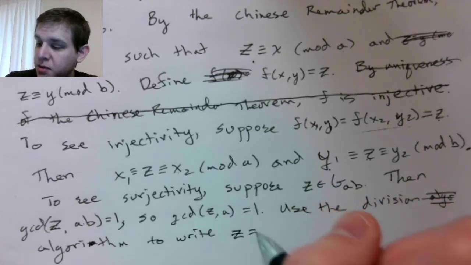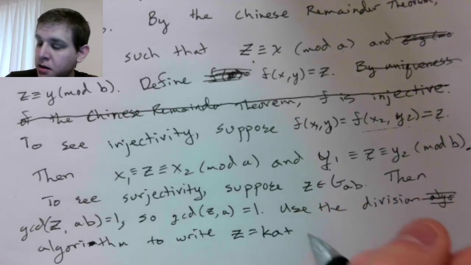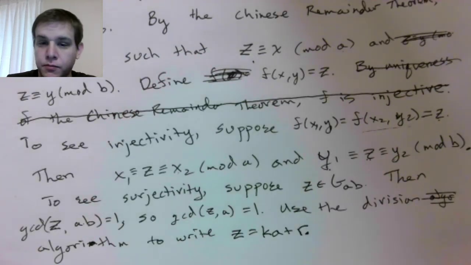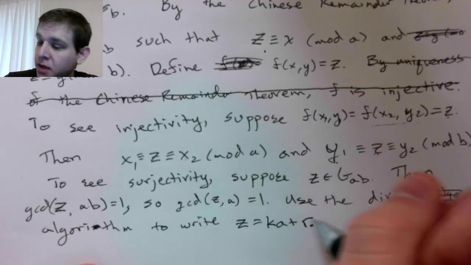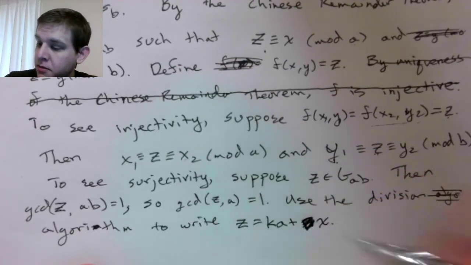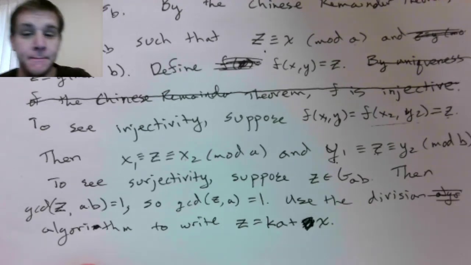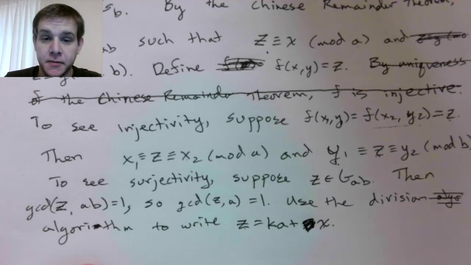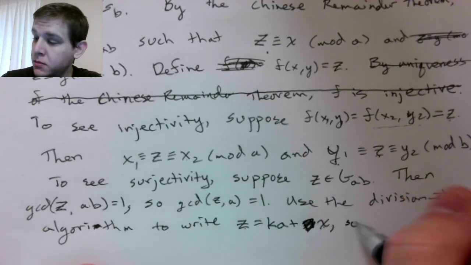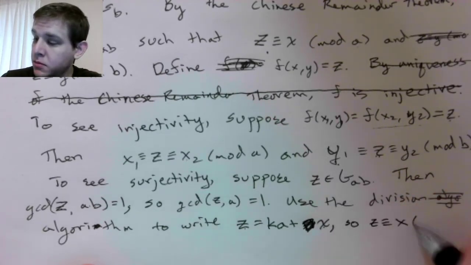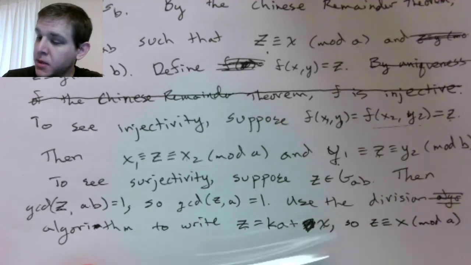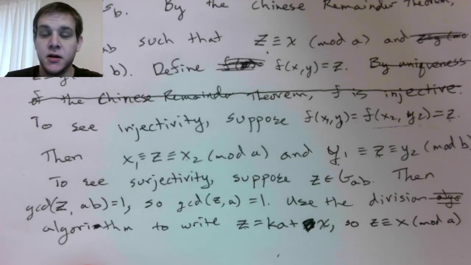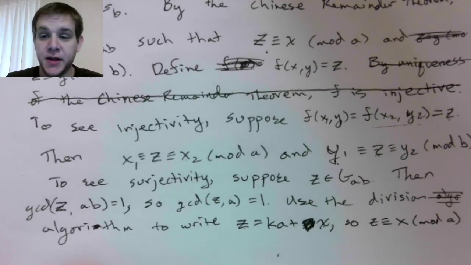So Z is going to be equal to K times A plus R. And actually, let's call it X, suggestively. Because what's going to happen? Z is congruent to X mod A. And since the GCD of Z and A is 1, the GCD of X and A is also 1, because all I've done is add a multiple of A.